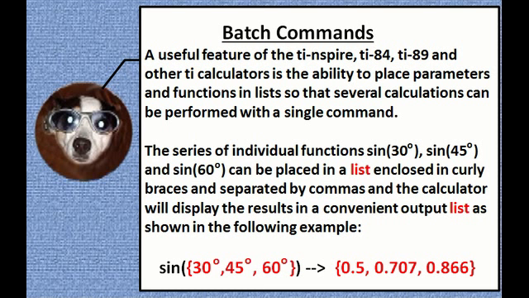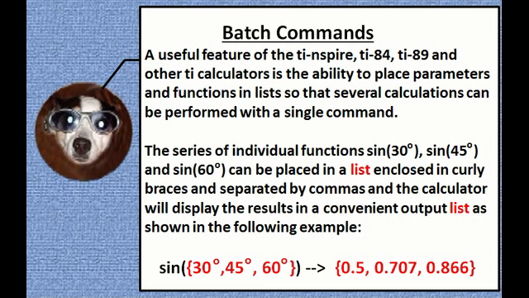Batch commands. A useful feature of the TI-Nspire, the TI-84, the TI-89, and other TI calculators is the ability to place parameters and functions in lists so that several calculations can be performed with a single command. The series of individual functions, the sine of 30 degrees, the sine of 45 degrees, and the sine of 60 degrees can be placed in a list enclosed in curly braces and separated by commas, and the calculator will display the results in a convenient output list as shown in the following example.